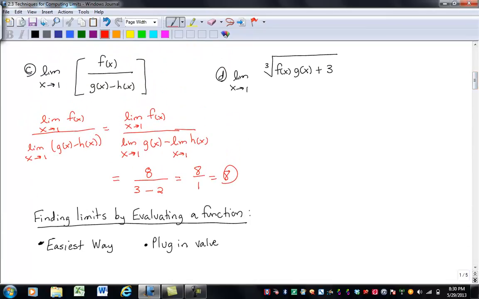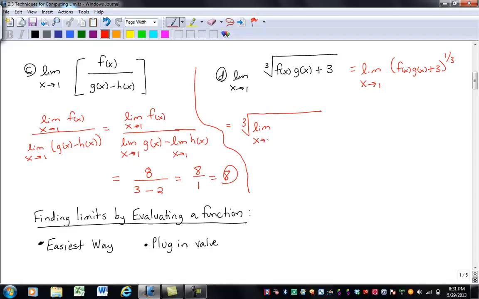So this limit here, when I break it up first around the quotient and then around the subtraction, gives me 8. And D is the same idea. I can take the limit inside the 3rd power because you can think about this as a fractional power. This is f of x, g of x plus 3 to the 1/3 power. That's why I can take the limit inside the root, because it's really a fractional power. So I'm going to leave it as a root. Doesn't really change anything. That's just to show you that it's really a fractional power, so I'm using these properties.